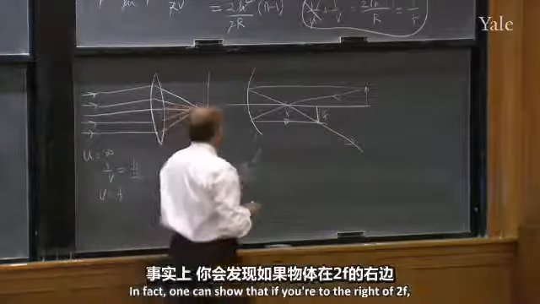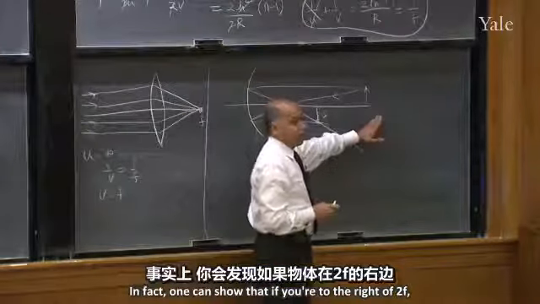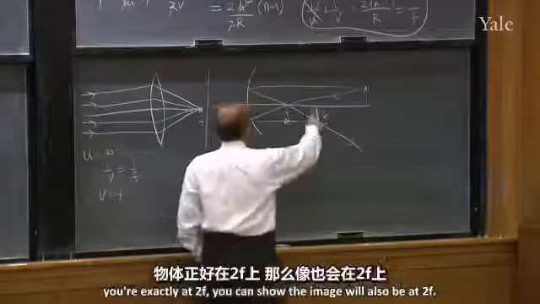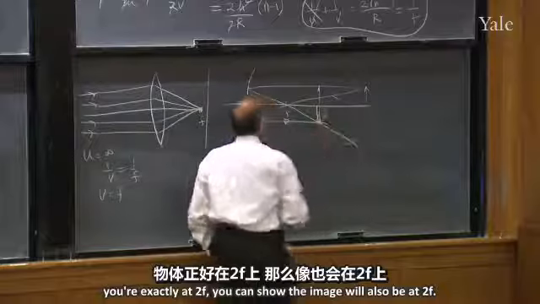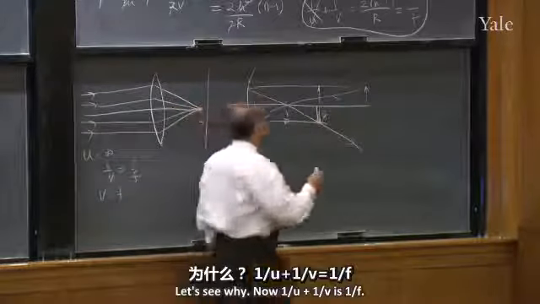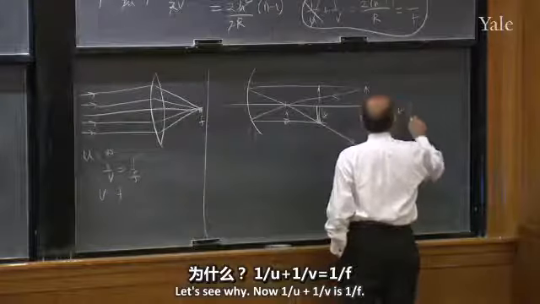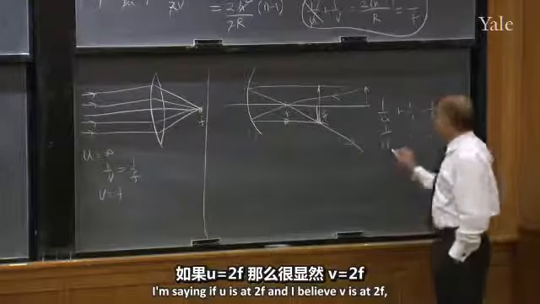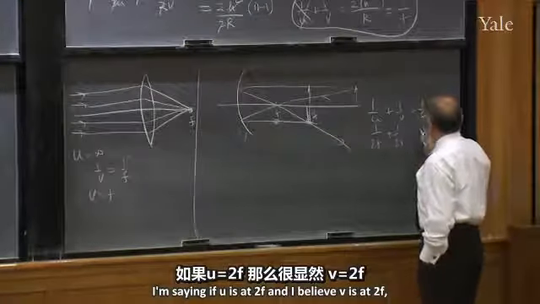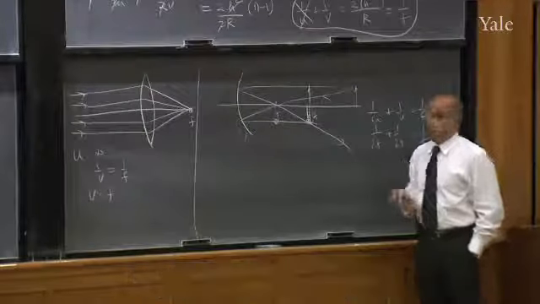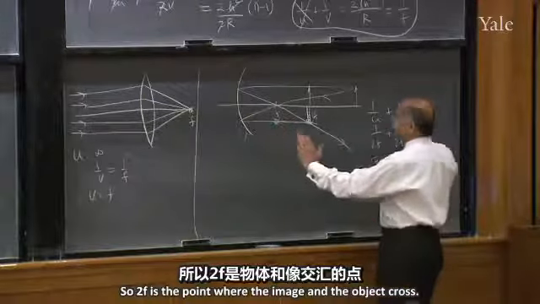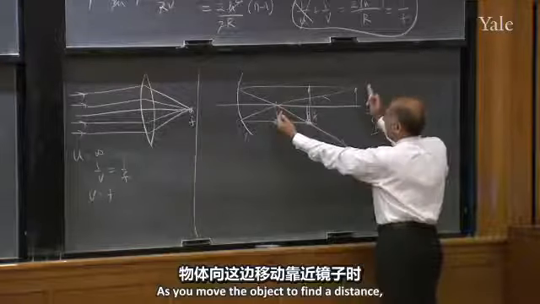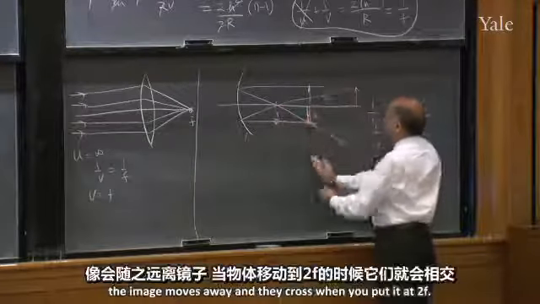In fact, one can show that if you're to the right of 2f, the image will be to the left of 2f. If you're exactly at 2f, you can show the image will also be at 2f. Let's see why. 1 over u plus 1 over v is 1 over f. I'm saying if u is at 2f, and I believe v is at 2f, I get them to add up to 1 over f, so that's correct. So 2f is the point where the image and the object cross. See, objects at infinity focus on f. As you move the object to finite distance, the image moves away, and they cross when you put it at 2f.